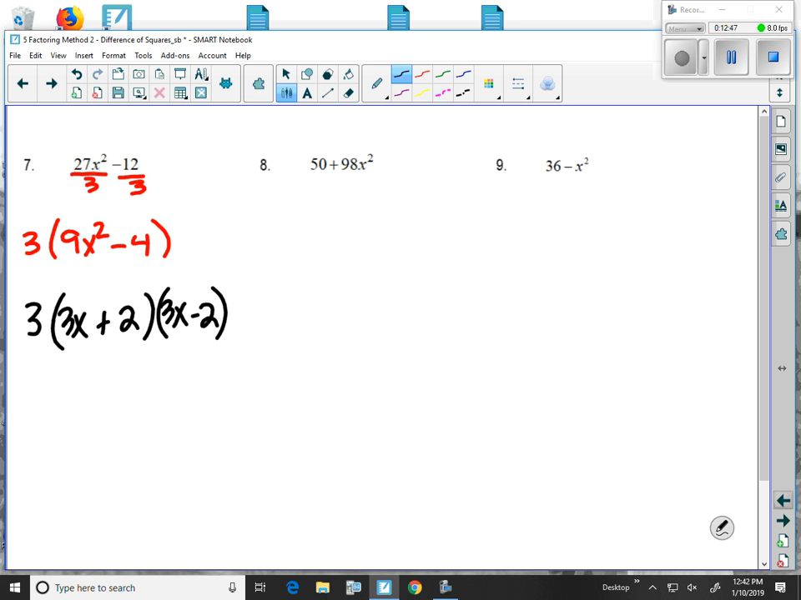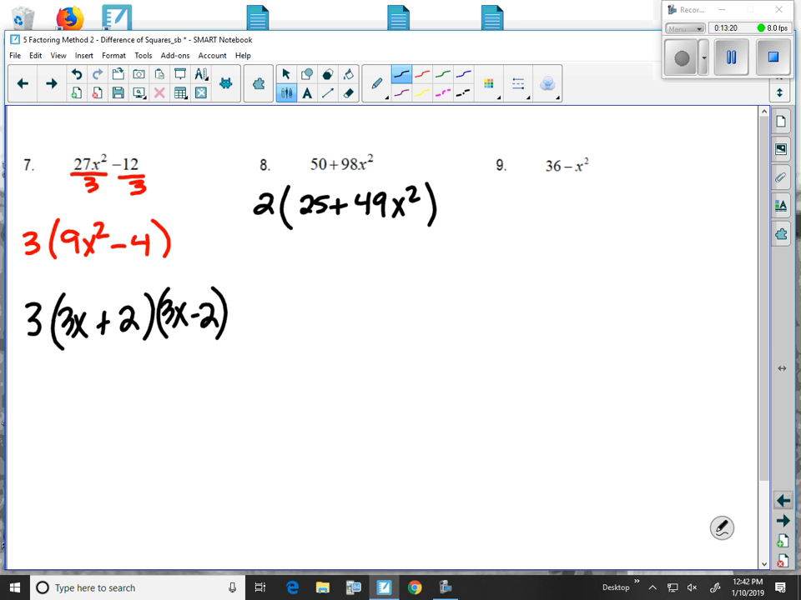Okay, number 8. Do we have perfect squares? No. Do we have subtraction? No. Double issue. Okay? So, what I want you to look at first is, can we do GCF? Yes. Okay, what can we pull out? 2. Yep, we can pull out 2. So if we pull out 2, we have 25 plus 49x squared. Okay, is this a difference of squares problem?